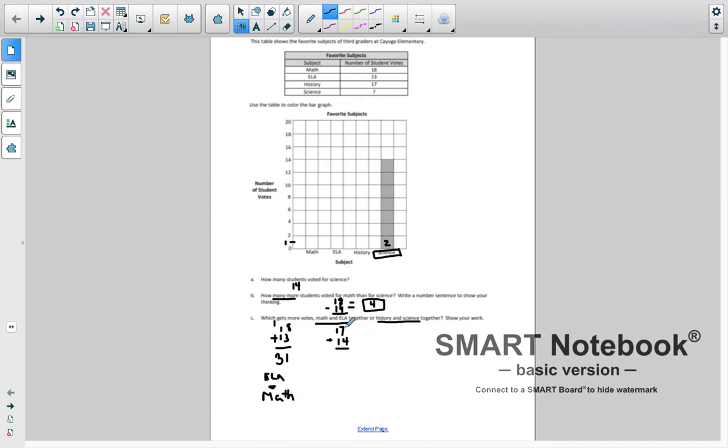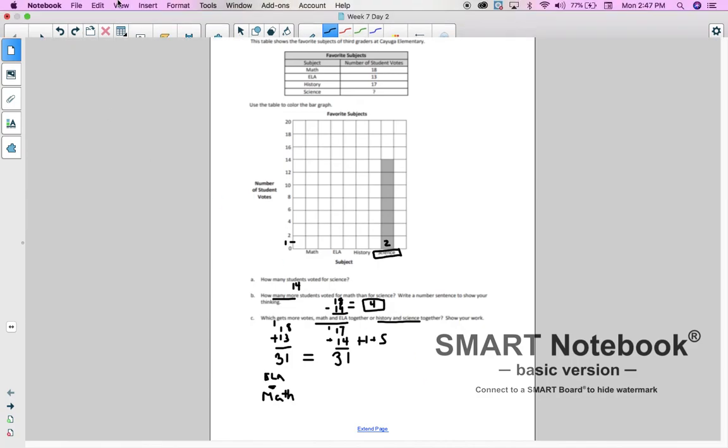Now let's figure out how much for history and science. I'm going to put an H for history and an S for science, so I know that these are for the history and science votes. So 7 plus 4 is what? 11. Carry the 1. 1 plus 1 plus 1 is 3. So ELA and math and history and science got the same exact vote. So they got the equal amount.